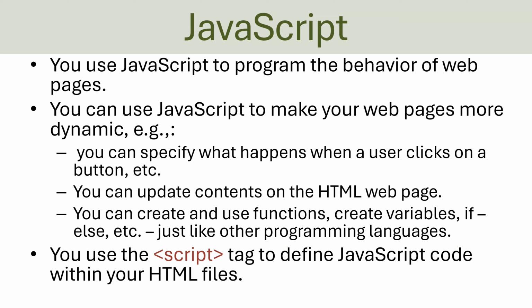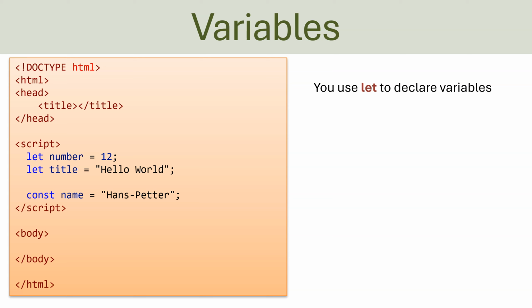In order to use JavaScript in your HTML files or in your web pages, you need to include the JavaScript inside this script block. Here you see a basic example of how you can include JavaScript in your HTML web page. This is basically an ordinary HTML web page, but here we have the script start and script end, and the code between is JavaScript code.